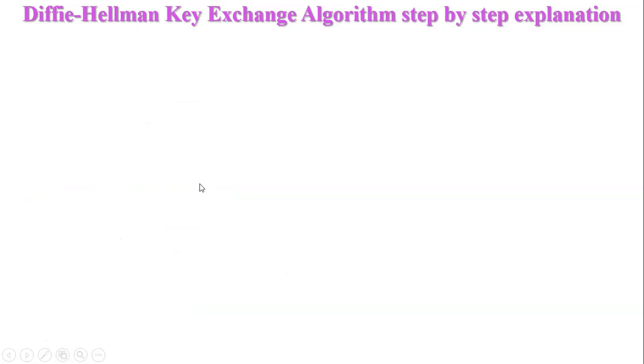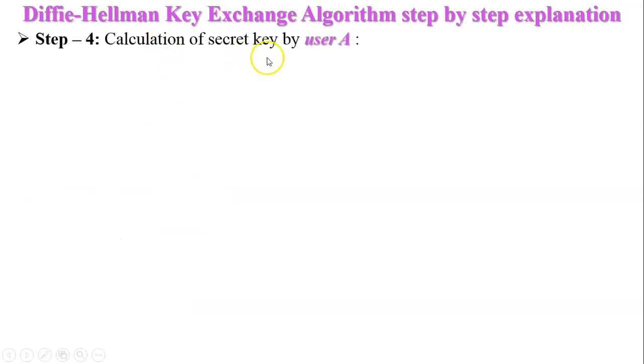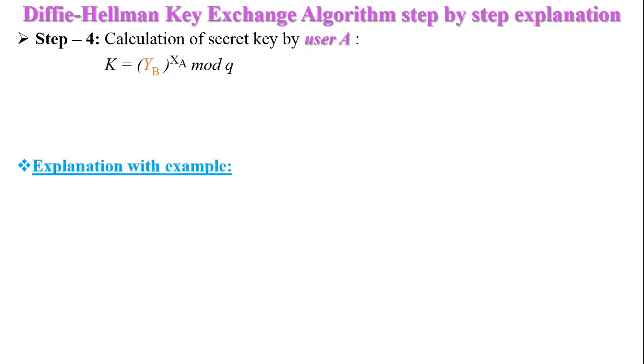Now step number 4, calculation of the secret key by user A. The equation is capital K is equal to YB raised to XA mod Q. Here on user A's side, YB is shared by user B.